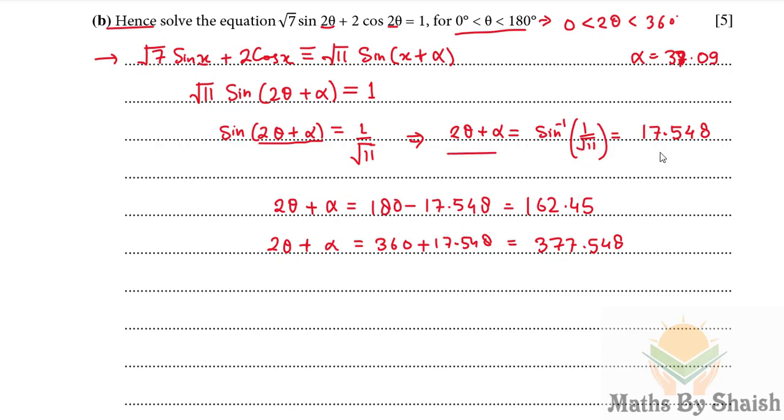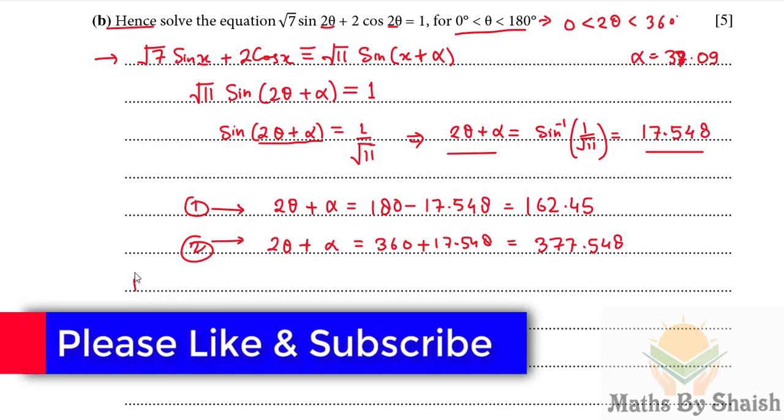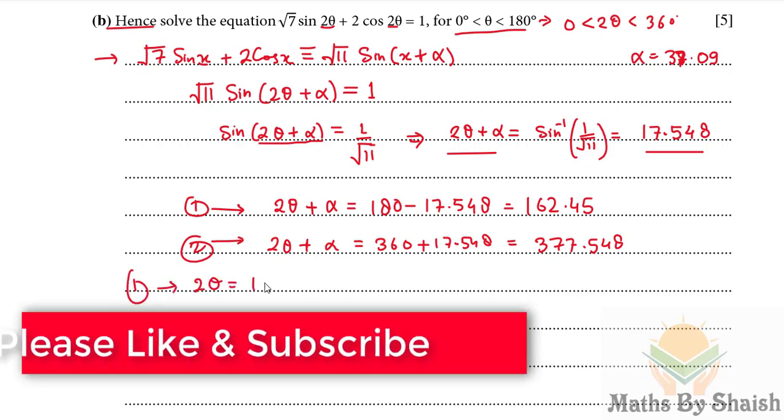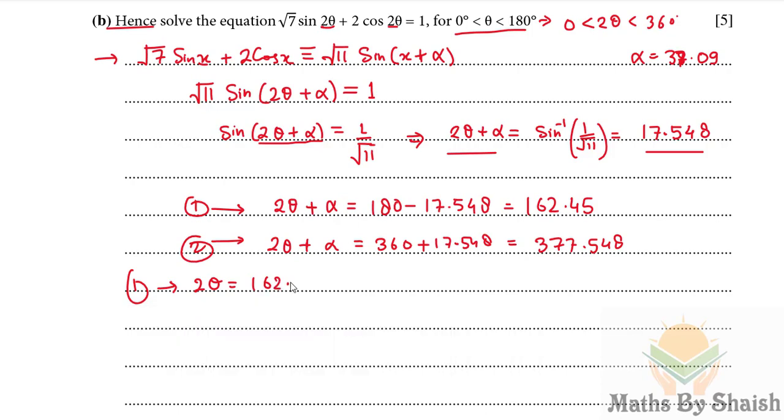From the first one, if we subtract alpha to get theta, it would of course be very small, in the negative, so we only get our answer from these two. So let's calculate. Let's say it is first and it is second. So from the first we get 2 theta as 162.45 minus alpha, that is minus 37.09.